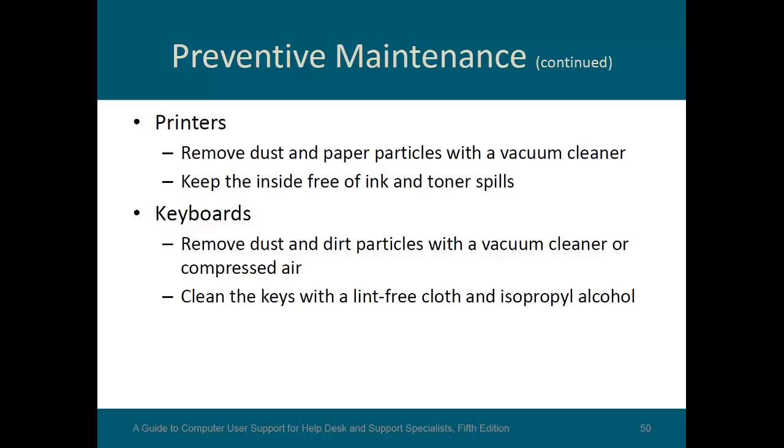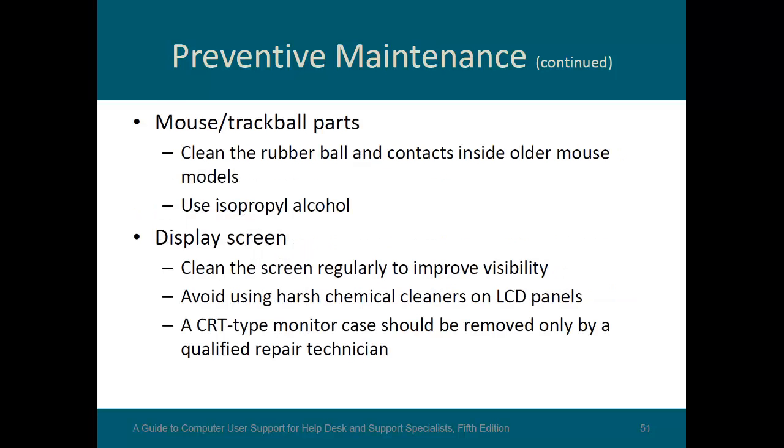Keyboards: you want to remove the dust using compressed air. So sometimes you want to suck up the dust, sometimes you want to blow the dust out. In this case, with keyboards, you want to blow it out. You've got mouse and trackball parts. You want to clean the rubber ball and contacts, although very few people are using that anymore. Display screens: you want to keep the screens clean and use the proper cleaners so that the screens don't get damaged.